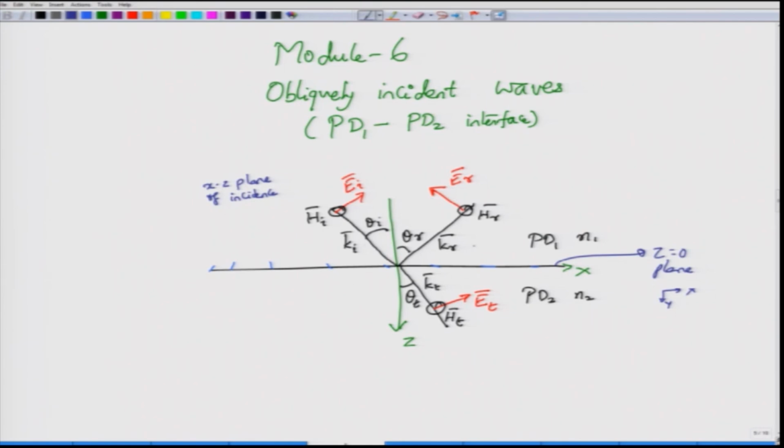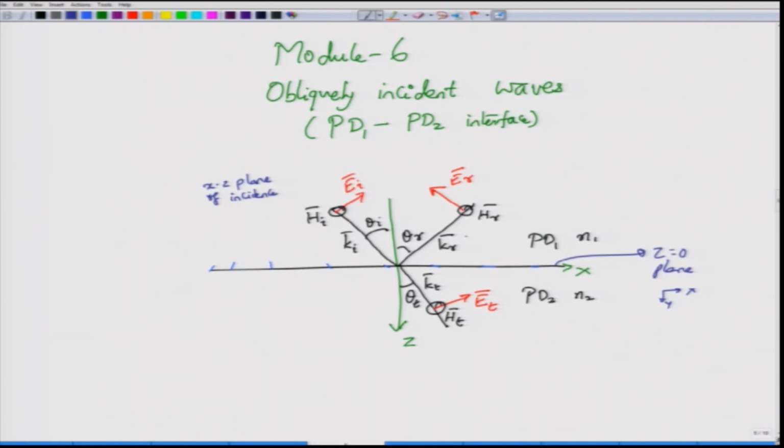So, k_i, k_r and k_t, incident, reflected and transmitted, right, this is the refracted or the transmitted wave vector, they all lie in the x and z plane, and the magnetic field H does not change sign in this representation. The magnetic field is always oriented along the y axis, and if you look at this, the magnetic field is actually perpendicular to the plane of incidence.